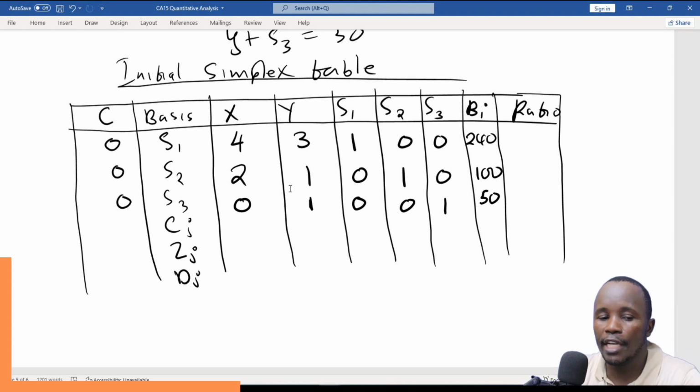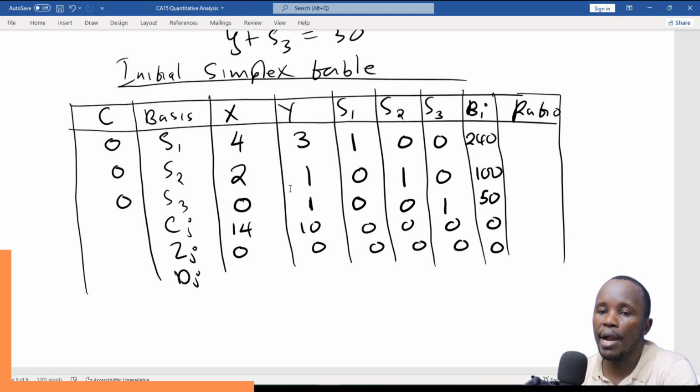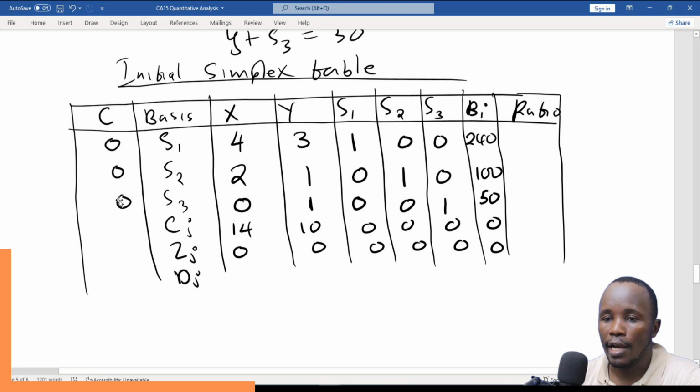Cj initially are as they appear in the objective function, and in fact Cj doesn't change: 14, 10, 0, 0, 0. Zj, initially they are all 0. Why do we say they are all zeros? Because for you to get Zj, you need to multiply by the contribution. Having noticed that the contribution is 0, if you multiply anything inside here by 0, the Zj will be 0.